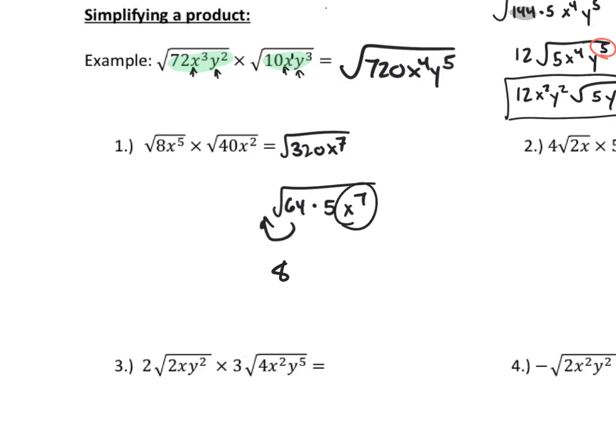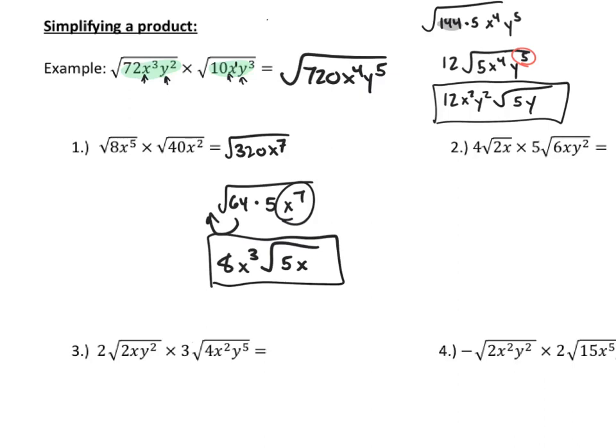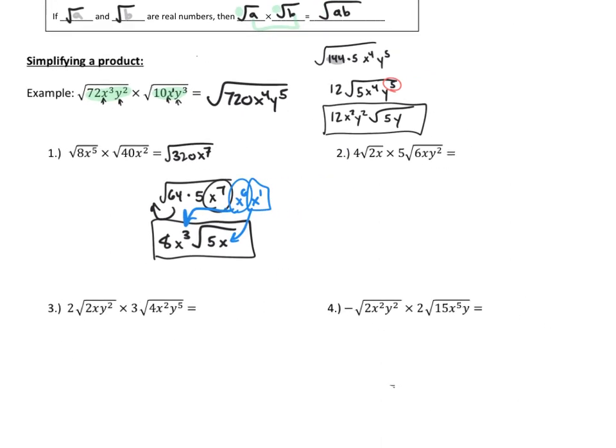For the x to the 7th power, if I divide it by 2, we'll get 3 groups of 2 with 1x left over. Right, because what happened here on the x was it was x to the 6th and x. When I divide that 6 by 2, I get the 3, and that 1x couldn't make it out, so he's still underneath the square root.